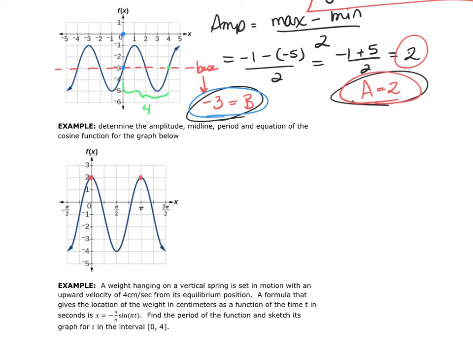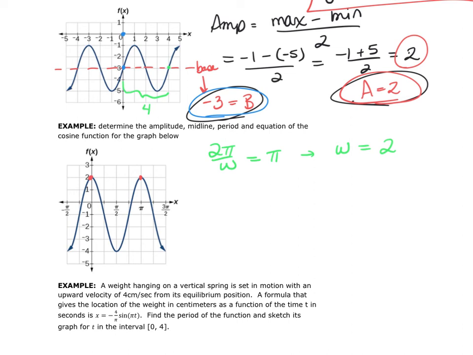So I know right out of the gate that 2 pi divided by omega must be the distance from peak to peak, which happens to be pi. That tells me right out of the gate that my omega must be 2. So I know what my omega is. I have a compression of 1/2, so my omega has to be 2.